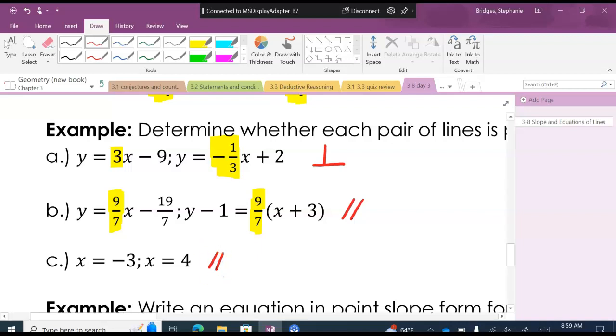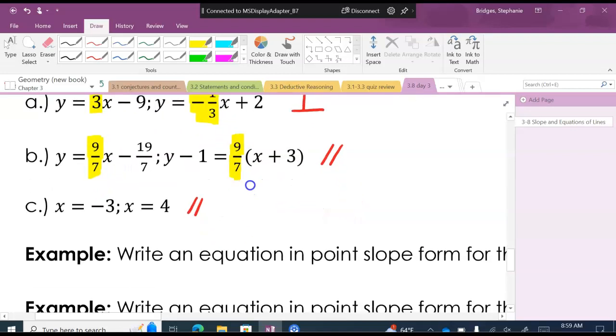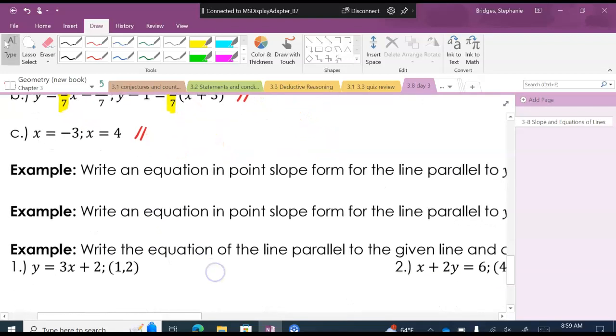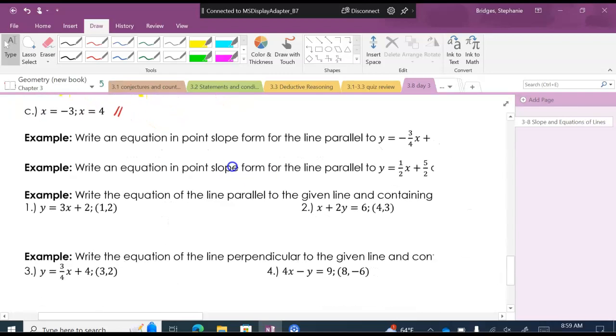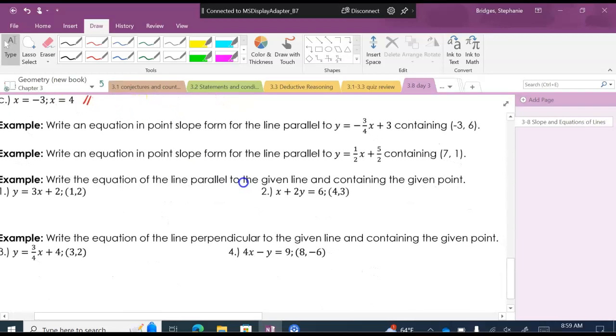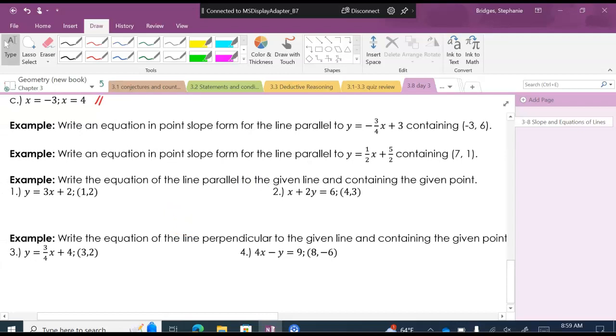So does everybody understand how to determine if 2 lines are parallel just by looking at the equations? Okay. Now what we're going to do is write some equations. If we look at that first example, it says write an equation in point-slope form. So it's telling us what form to use. That is parallel to y equals -3/4 x plus 3, and it contains -3 and 6.